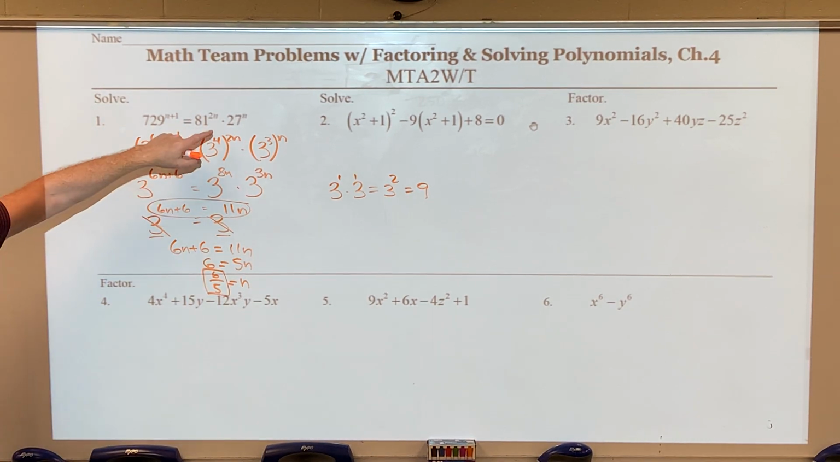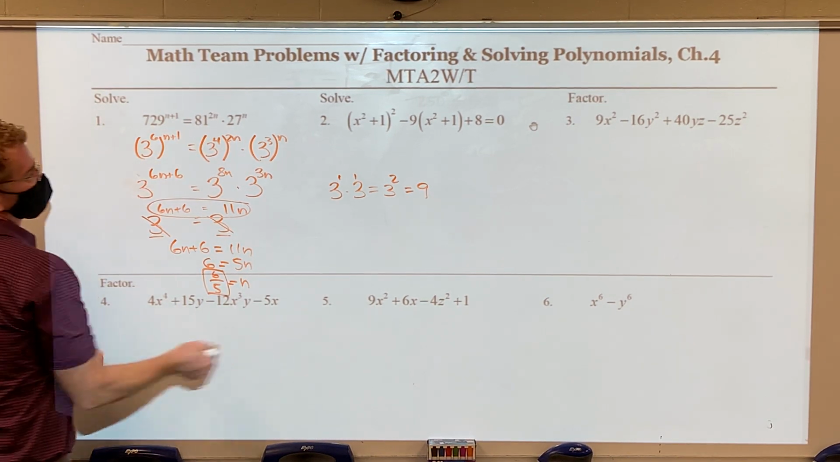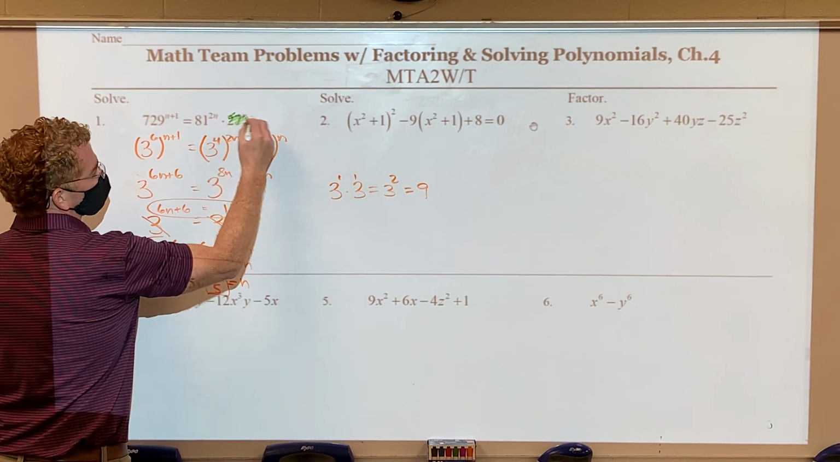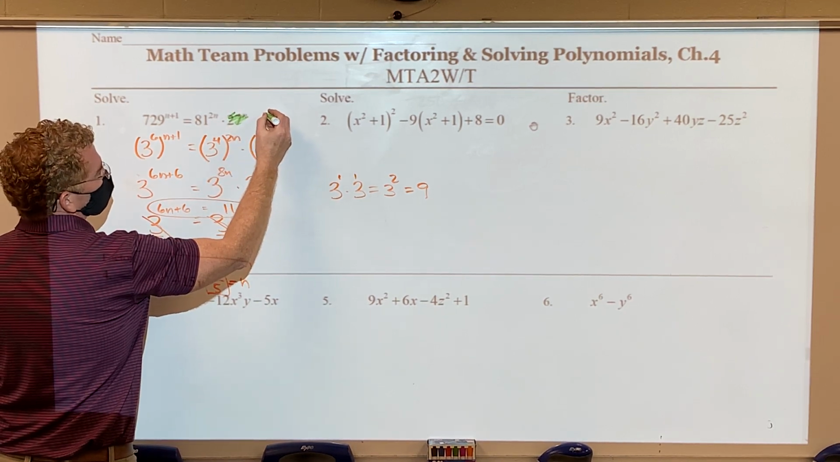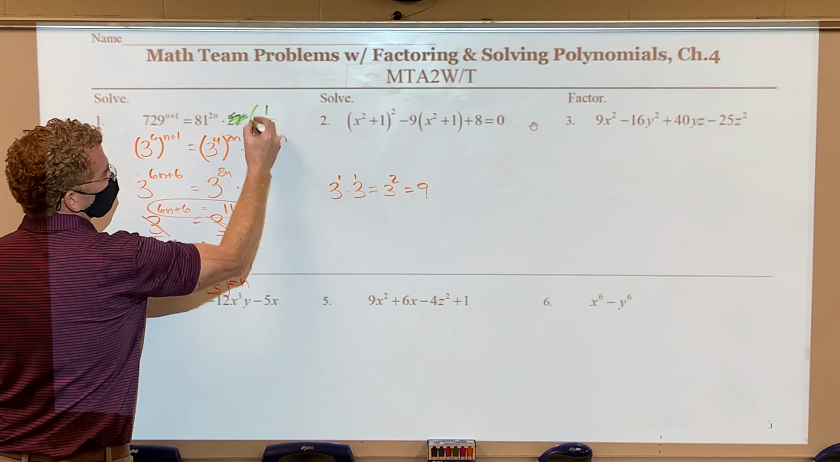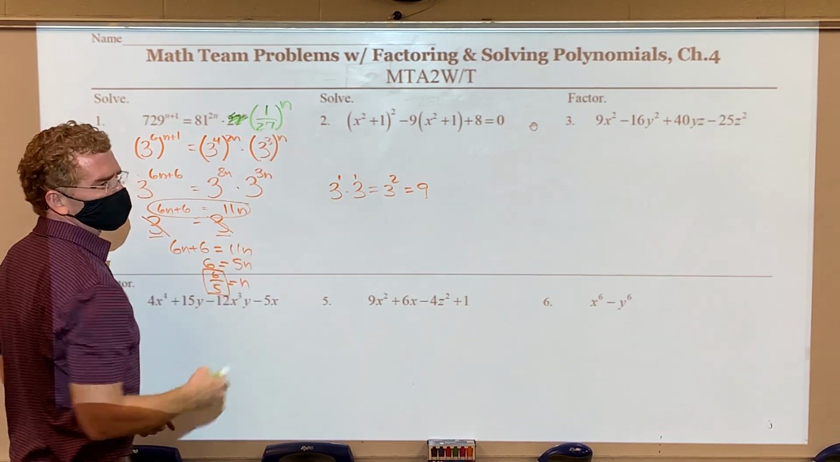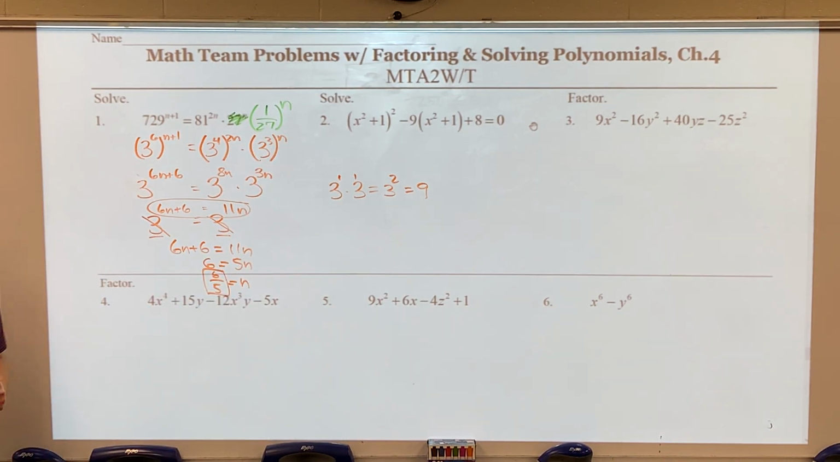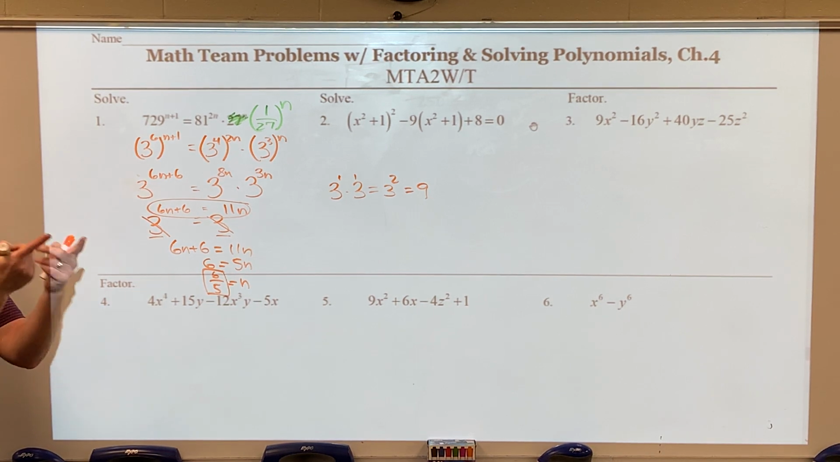Of course, they'll make it even uglier. They'll do things like, instead of 27 to the n, they'll do stuff like 1 over 27 to the n. And what would you have to do to change that to a base 3? The 27 is like a 3 cubed in the bottom, which would make it a what? Careful. What's a 3 cubed down low if you bring it up? A 3 to the negative 3.